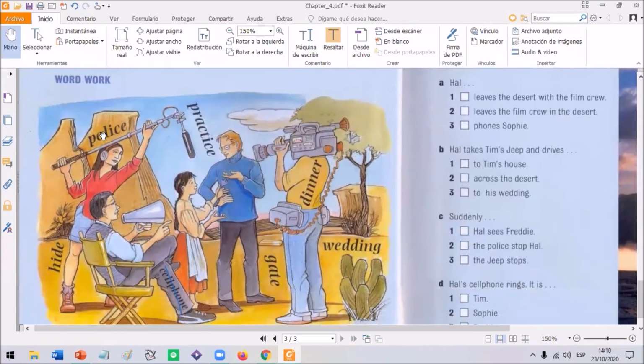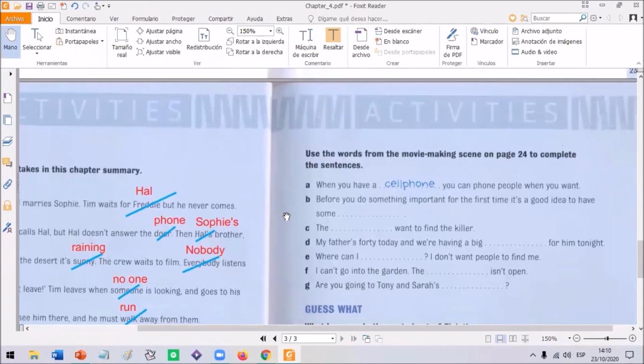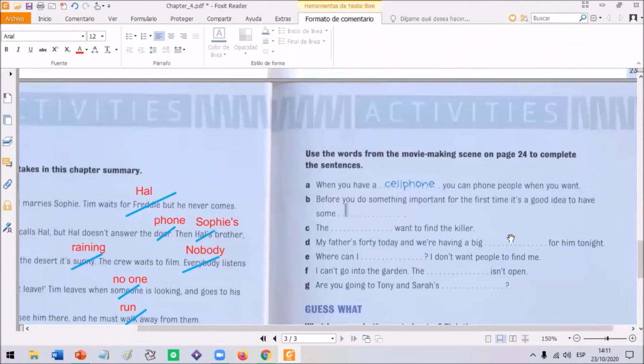Look at these words: police, hide, cell phone, practice, gate, dinner, and wedding. We need to use these words to complete the sentences here, okay? So let's read them. When you have a cell phone, you can phone people when you want. Now, the next. Before you do something important for the first time, it's a good idea to have some... Dice que antes de hacer algo importante por primera vez, es buena idea, ¿qué cosa? It's a good idea to have some, yes, some practice, practicarlo, right? It's a good idea to have some practice.